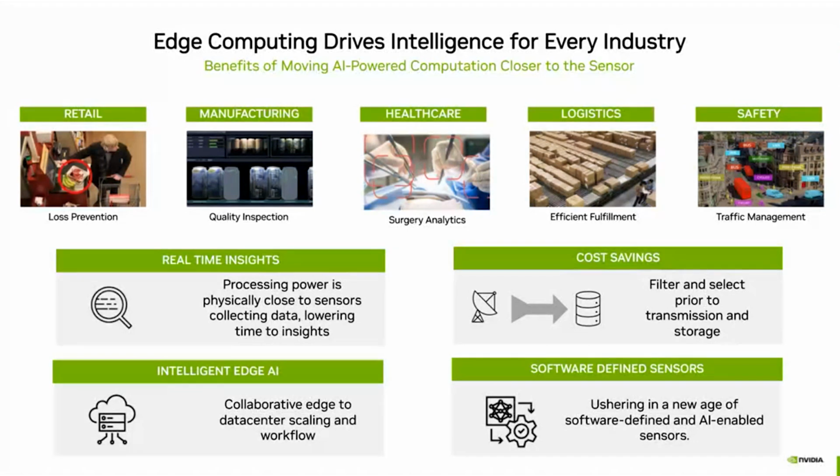Benefits of edge computing for sensor processing include real-time insights by locating processing power close to sensor data sources. Second, extending data center intelligence to the edge can accelerate real-time actions to be taken while transmitting useful insights back to the data center for additional processing. Thirdly, cost savings due to reduced quantity of data needing to be transmitted and stored for additional processing. And then finally, enabling software-defined sensors to manage and reduce the cost of high-resolution sensor processing.